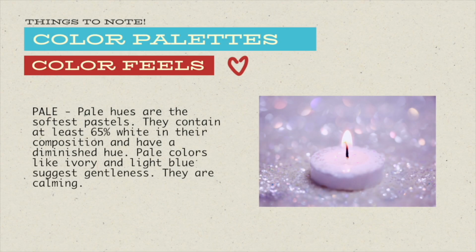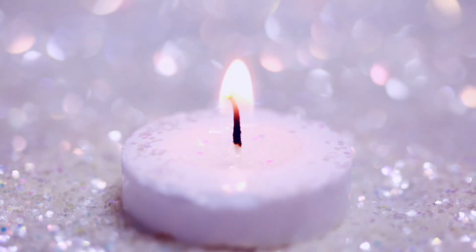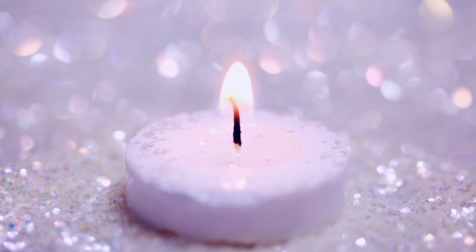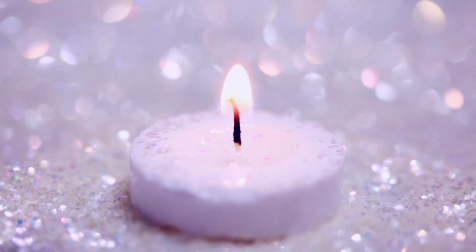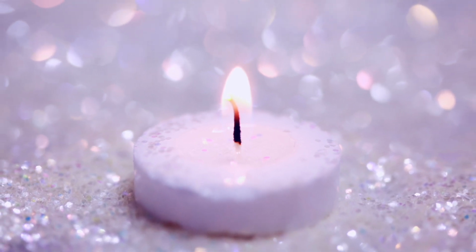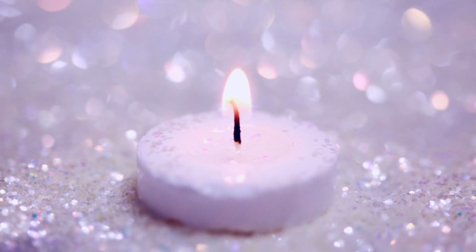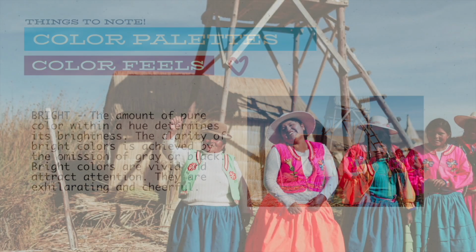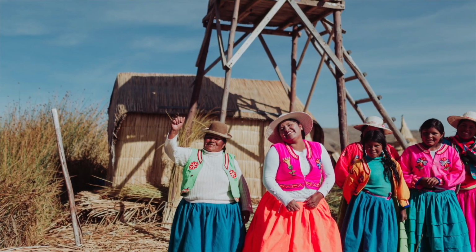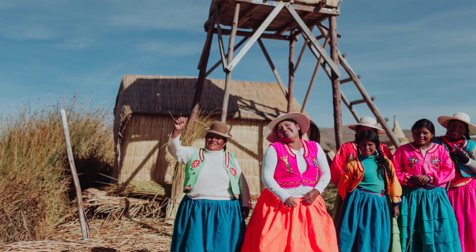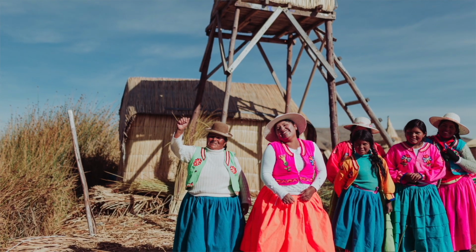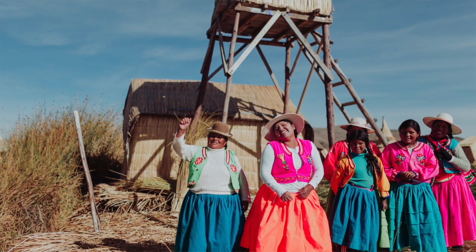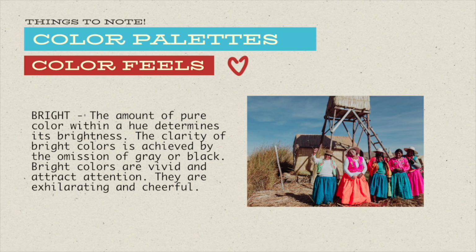Pale hues are the softest of pastels. They contain at least 65% white in their composition and have a diminished hue. Pale colors like ivory and light blue suggest gentleness, and they're very calming colors. And when it comes to bright colors, it's the amount of pure color within a hue that determines its brightness. The clarity of bright colors is achieved by the omission of gray or black. Bright colors are vivid and attract attention. They're exhilarating and cheerful.